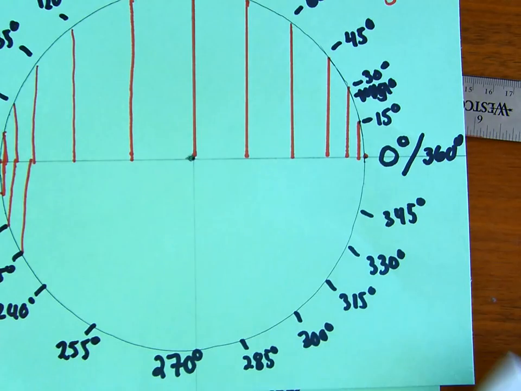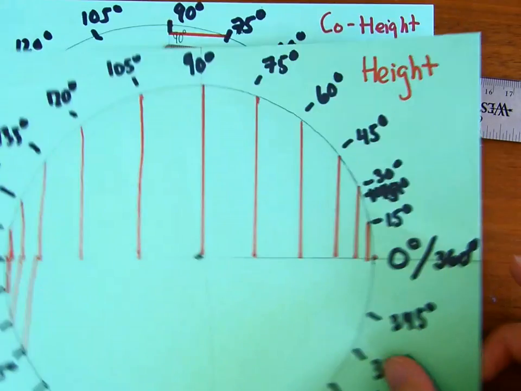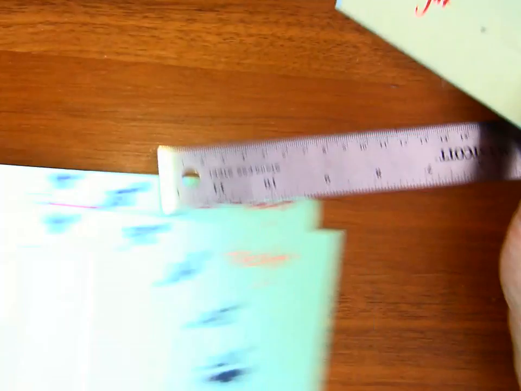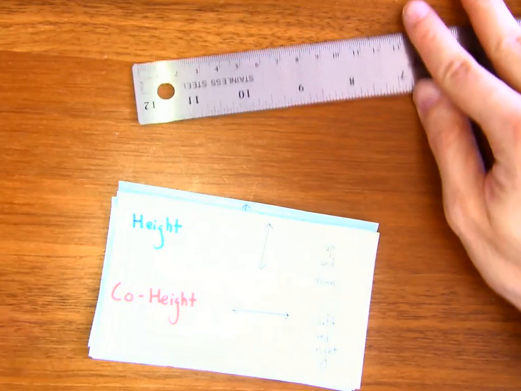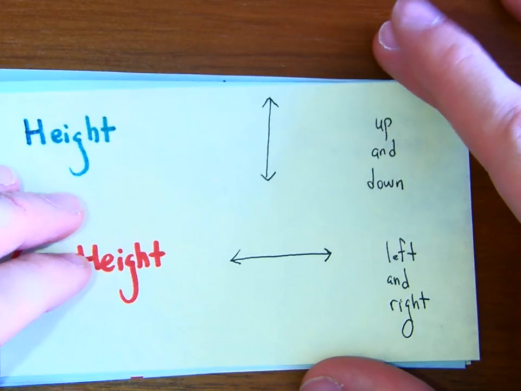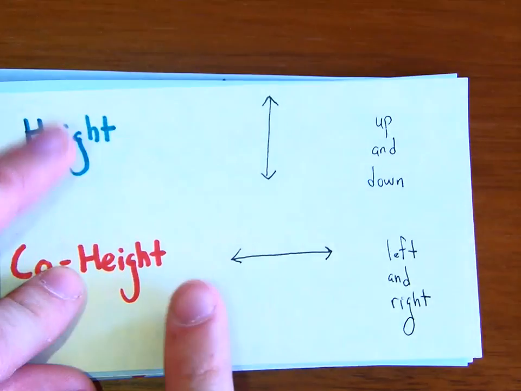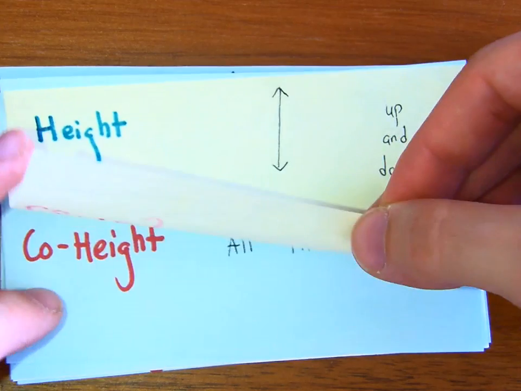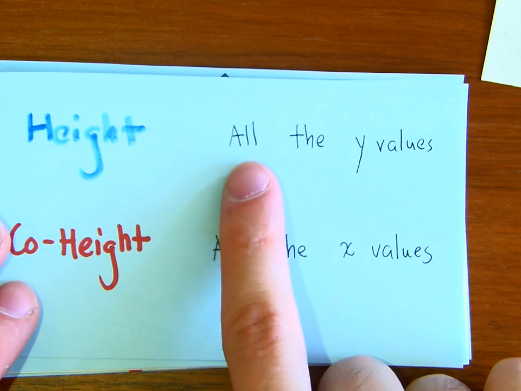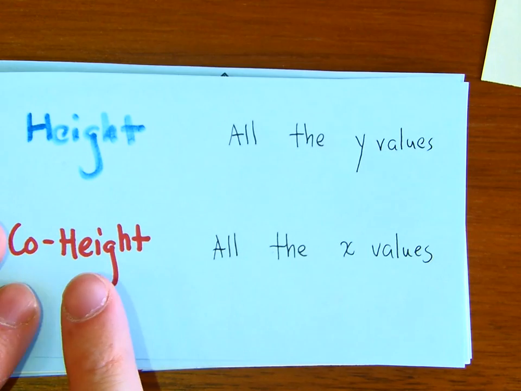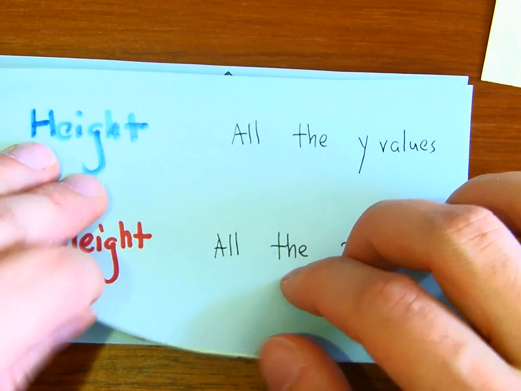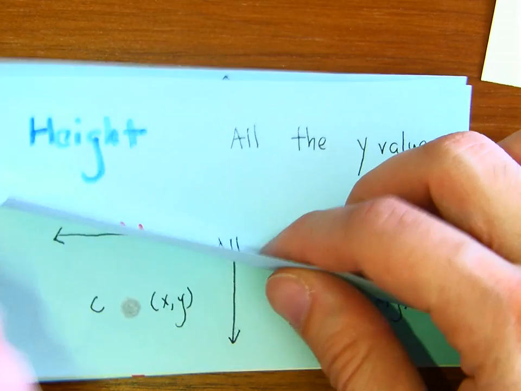Okay? Now let's have this in our notes very quickly, because before we continue on, this will be very important. Here, let's zoom in on this. So height is up and down, CoHeight will be left and right. Now, think that the height will take all the y values and the CoHeight will take all the x values. So please have this in your notes. Right? Now what's the next thing?